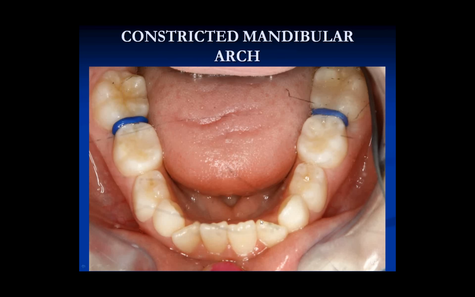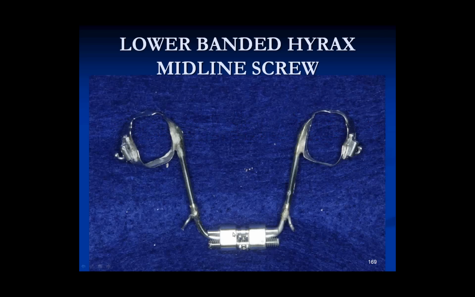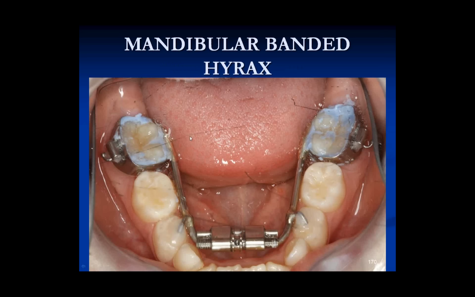So the lower is a little constricted, so we have to make room for these incisors without extracting the primary canines. That's it. Make room for all the incisors, no extraction of canines. So there's the lower Hyrex screw. And again, the mother turns that twice a week. It's a very simple little appliance, 2 bands on the molars, Hyrex screw, turn that twice a week.